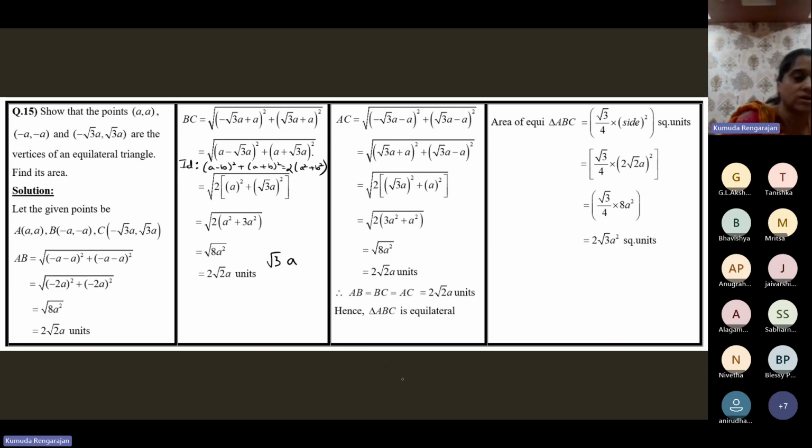So to show that the points are the vertices of an equilateral triangle, find the lengths of the three sides and show that they are equal. So if the three sides have the same length, it's an equilateral triangle. And the formula to find area is root 3 by 4 into side square.